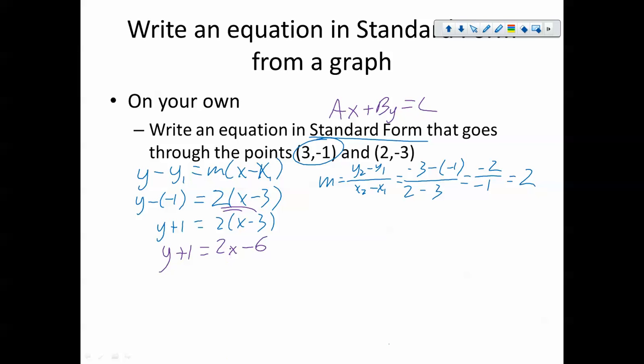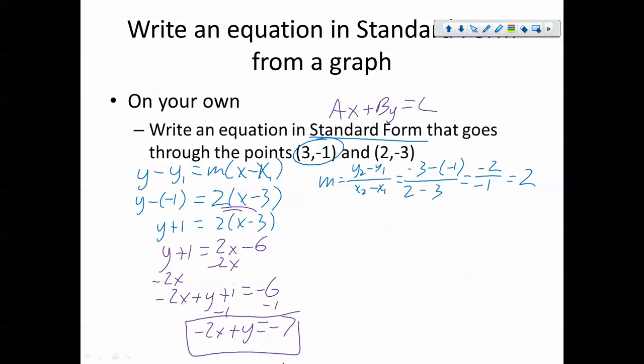And it looks like I need to get this 2x on this side and this 1 over here. So algebraically, I do the opposite. I subtract 2x. I get negative 2x plus y plus 1 equals -6. And then I subtract 1 on both sides to get negative 2x plus y equals -7. And that right there is in standard form.